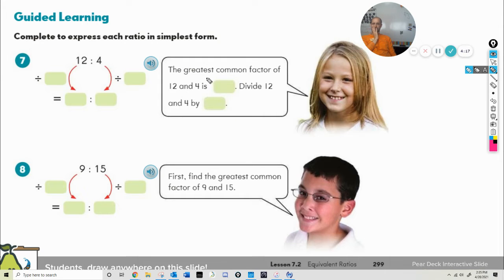In this case, the greatest common factor, the largest number 12 and 4 both divide by, is 4. So divide 12 and 4 by 4. 12 divided by 4 is 3, and 4 divided by 4 is 1. Next, find the greatest common factor of 9 and 15. What's the largest number that goes into 9 and 15? Oh, yes, it's 3. Excellent work. And your final ratio is 3 to 5. Well done.